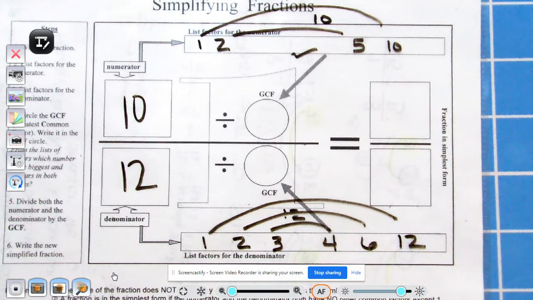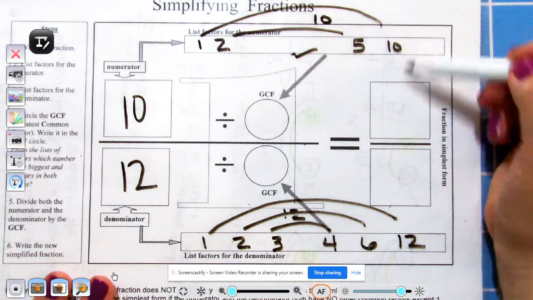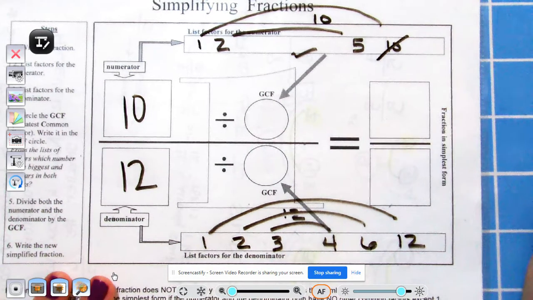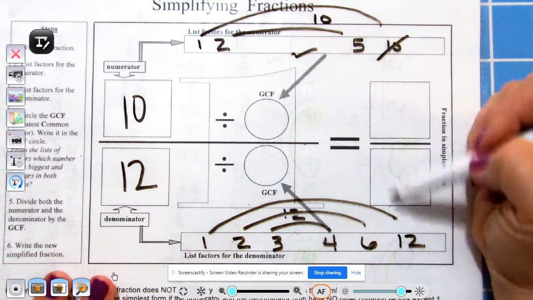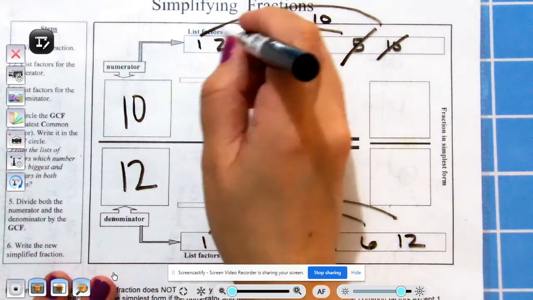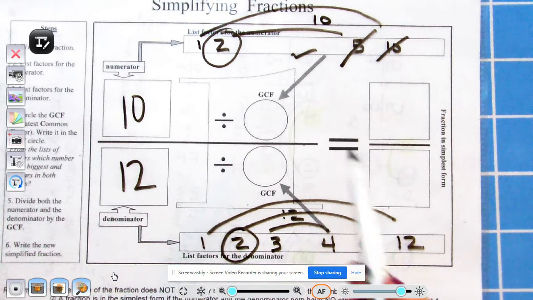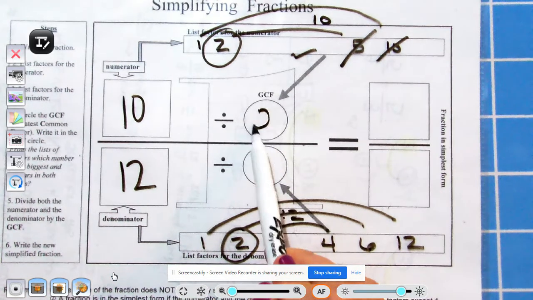Now we have to find the greatest common factor. I like to start with the rainbow that has fewer factors. This one has a 10. Do we have a 10 in this rainbow? No. This one has a 5. Do we have a 5 in this rainbow? No. Here we have a 2, and here we have a 2. So the GCF, or the greatest common factor, is 2.